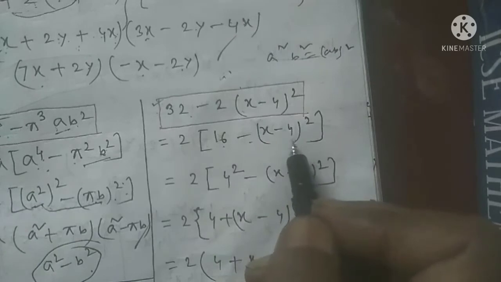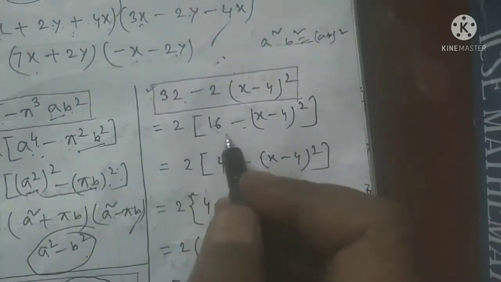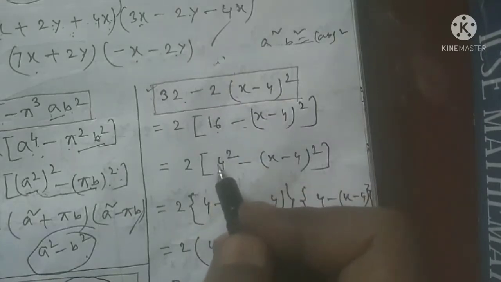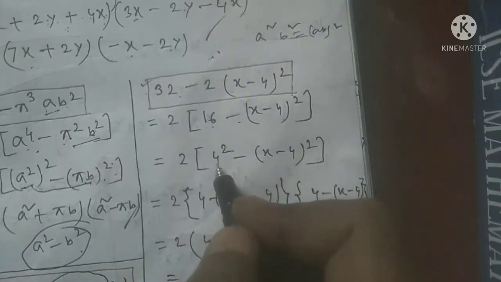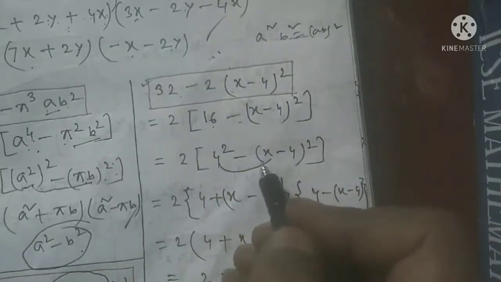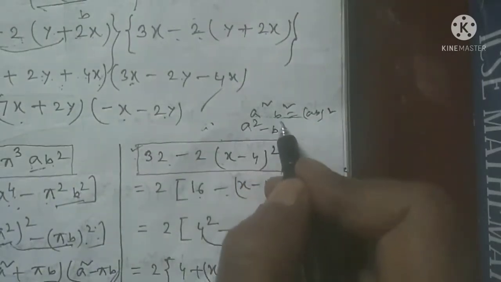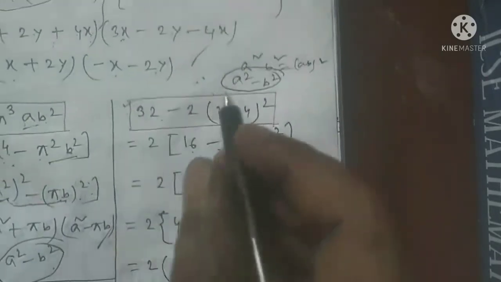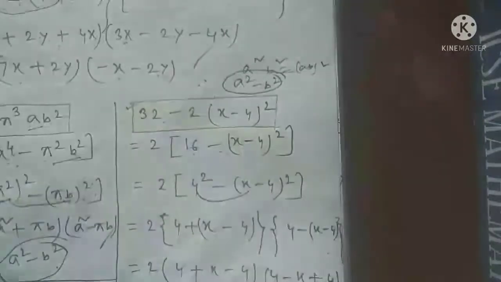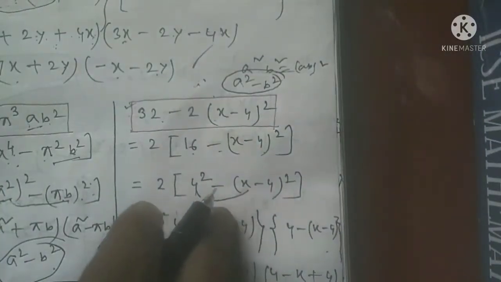So we write it here, and after that, 16 is a perfect square, the square of 4. That means we can write 4 square. And here is also a square, so you can compare with a square minus b square. All expressions you have to make in the form of a square minus b square, then you can apply the formula. So, my dear student, you can apply it in this expression.